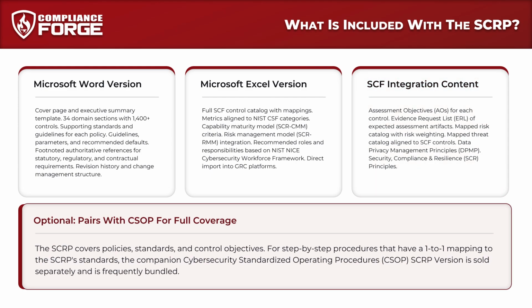And optionally, it pairs with the CSOP for full coverage. The SCRP covers policies, standards, and control objectives. For step-by-step procedures that have a one-to-one mapping to the SCRP's standards, the companion Cybersecurity Standardized Operating Procedures (CSOP) version is sold separately and is frequently bundled.